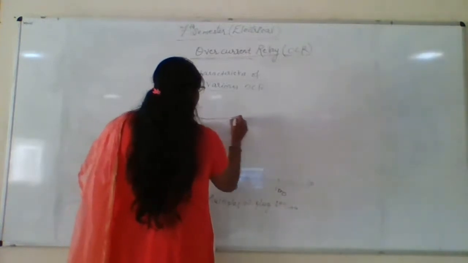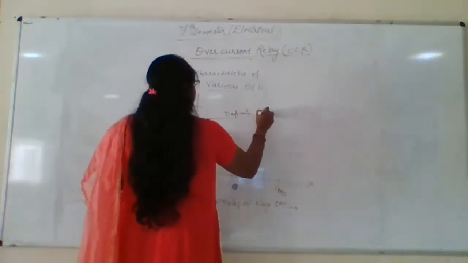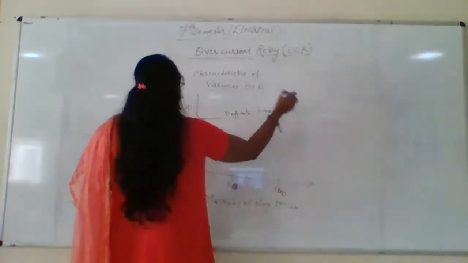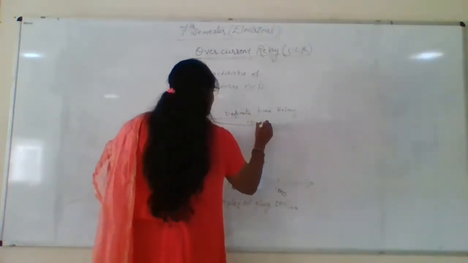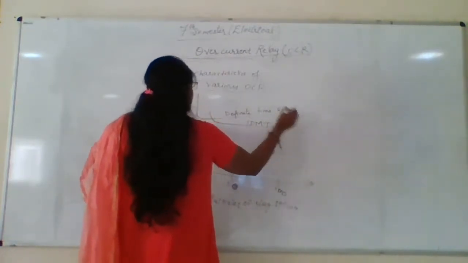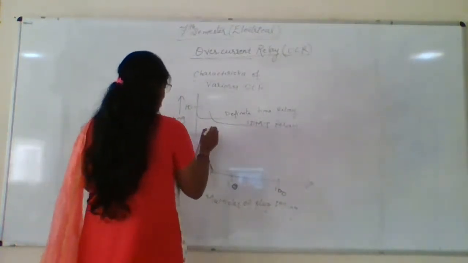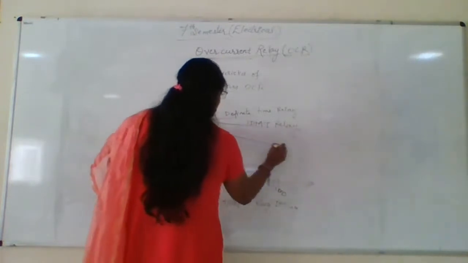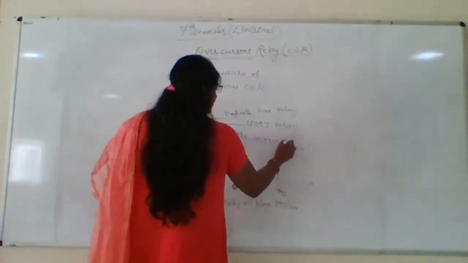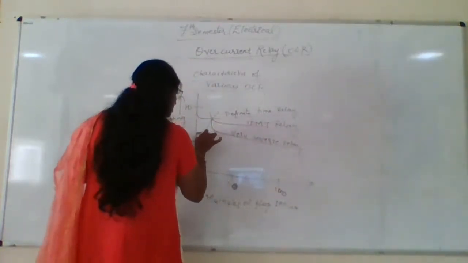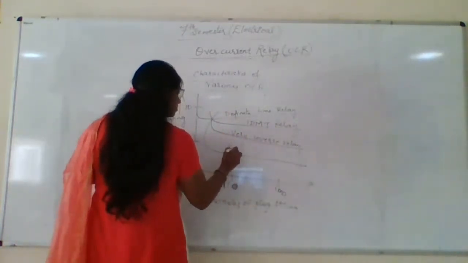If I go for the relay characteristics, see, this is the definite time relay. Here I am having the characteristics of the IDMT relay. See, all these characteristics are inverse characteristics. These are inverse relays. Fine. So this is the very inverse relay, and this is extremely inverse.